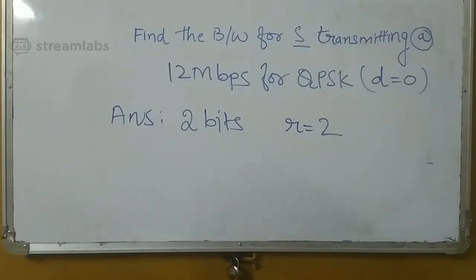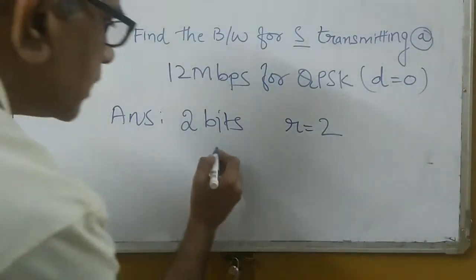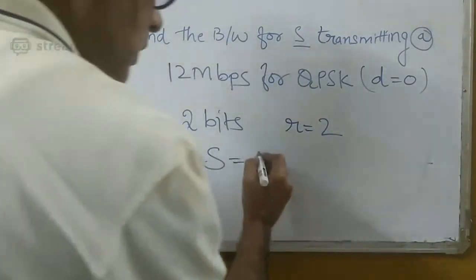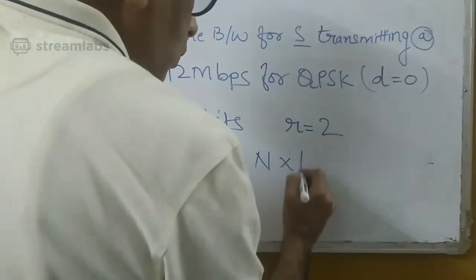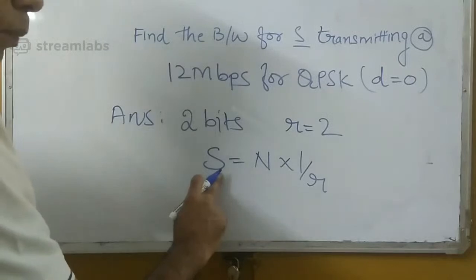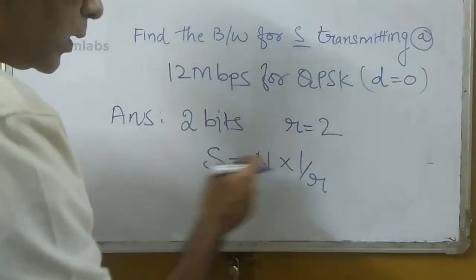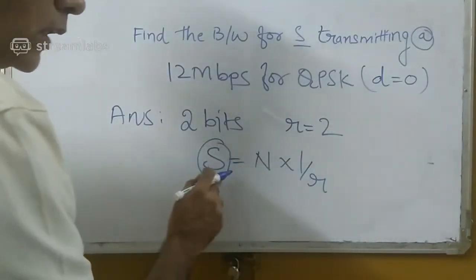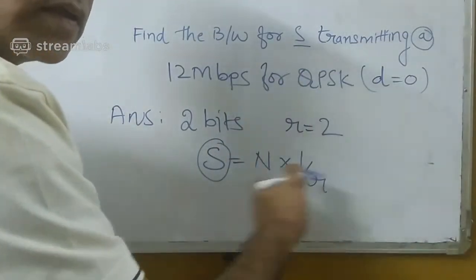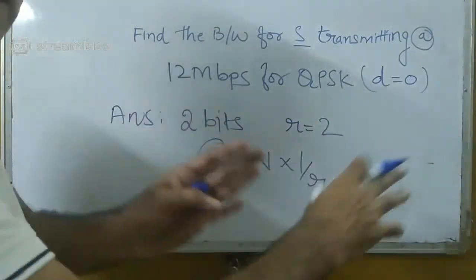In this case, the signal rate is given by this formula: S is equal to n into 1 upon r. Now see, we have already proved that S is proportional to bandwidth. If I calculate S, I can safely say that S is equal to the bandwidth. So later on I will equate those two and say that this is the bandwidth.